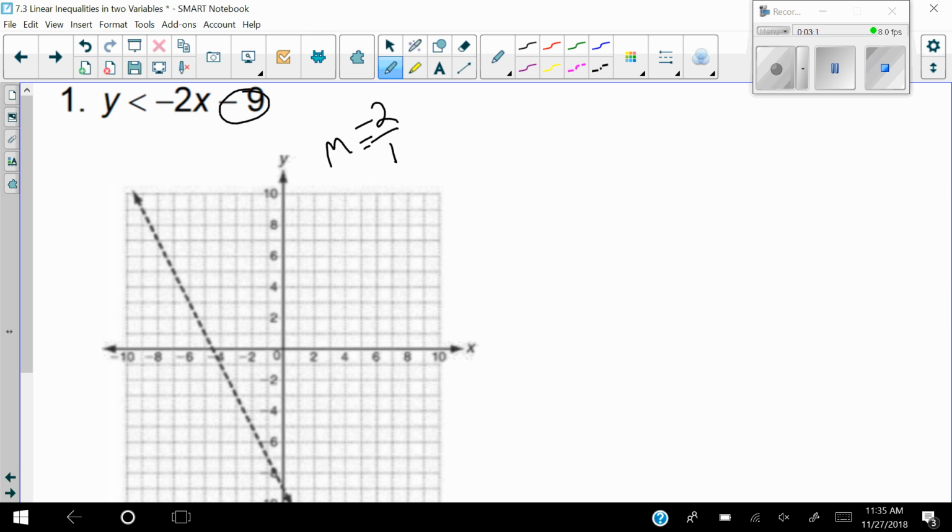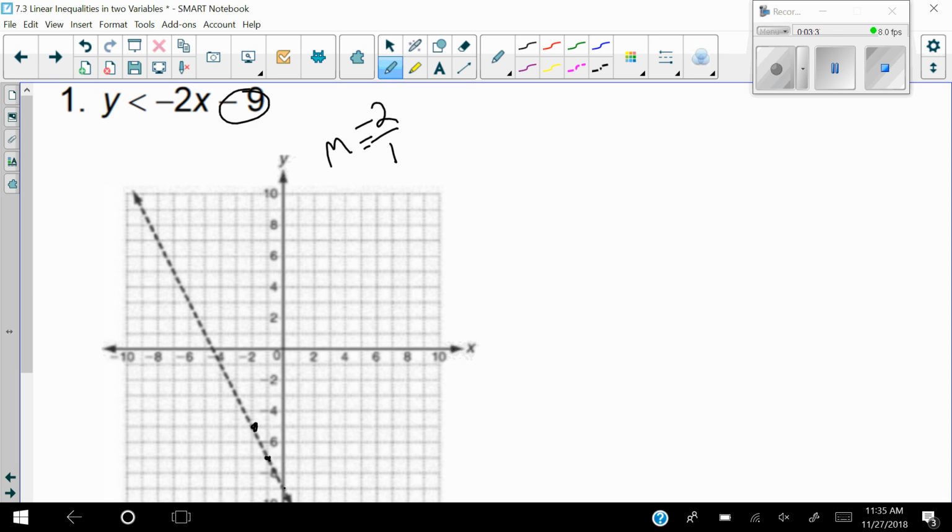So I'm going to begin at negative 9, which is down here. And I've got negative 2 over 1. Well, I can't go down 2, so I'm going to go up 2, but then make this be a negative 1. So I go up 2 and back 1. And since my slope is negative, it has to go down. Okay, so I've got the line. And because it's not an equal to, we're going to use a dash line.